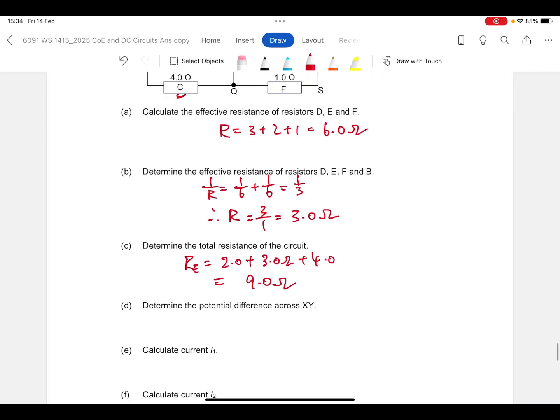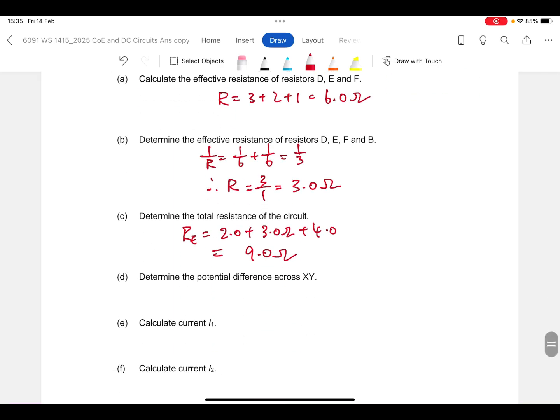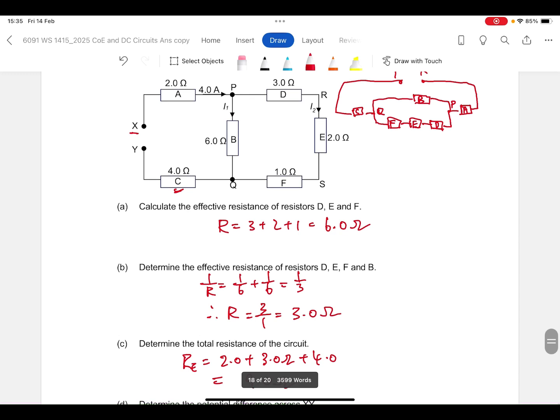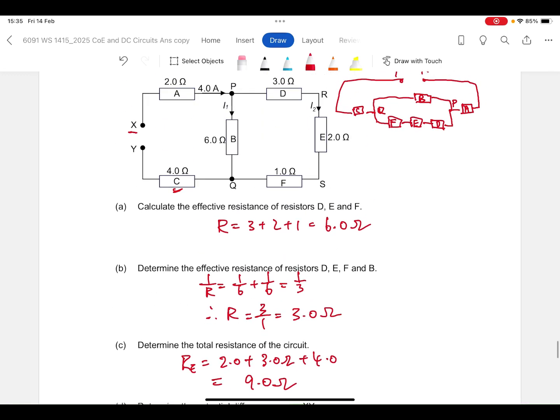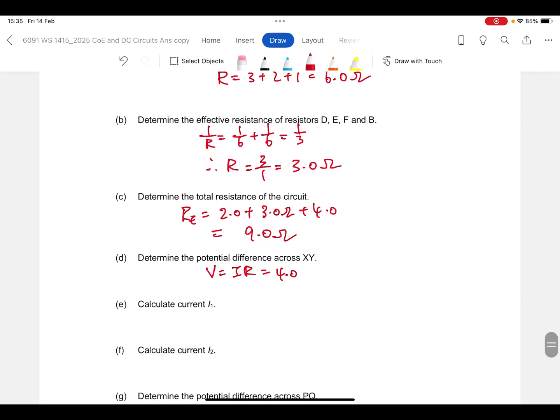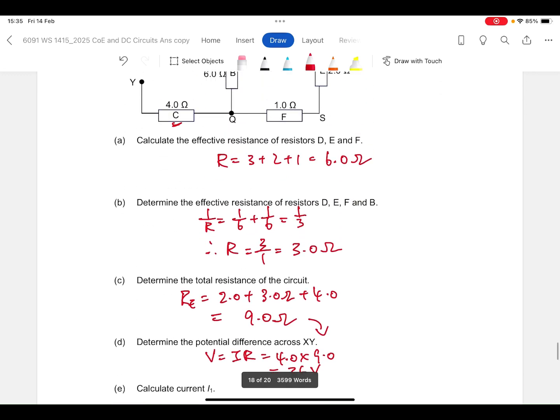All right, determine the potential difference across X, Y. So in other words, we are finding the EMF. Okay, so to find the EMF, V equals I times R. You take the main current, the current in the main part of the circuit, which is 4 amperes, multiply by the effective resistance of the entire circuit, which you have just found to be 9 ohms. So you get 36 volts.